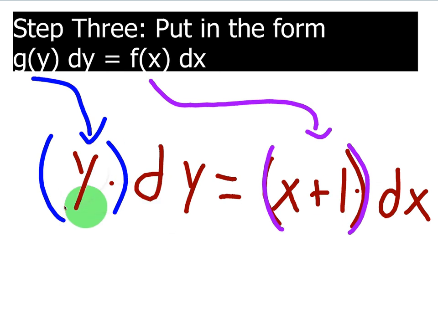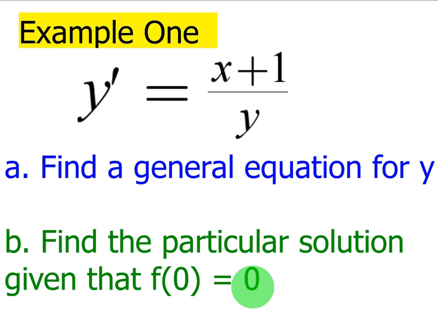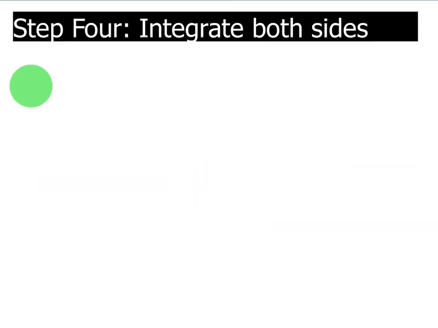By doing this, when we integrate, we can see that it's going to be easier to get y by itself, because all the x's are over here and the y's are over here. So once we integrate, we'll just get y by itself, and that way we can find a general equation for y, which is exactly what part A asks us to do. That does lead to step 4, integrate both sides.